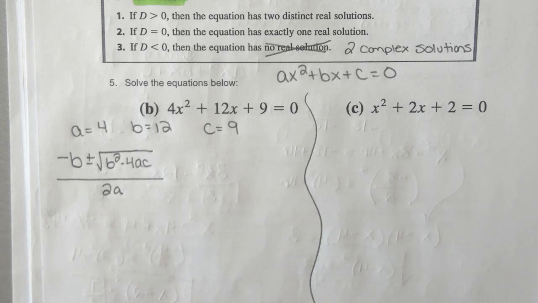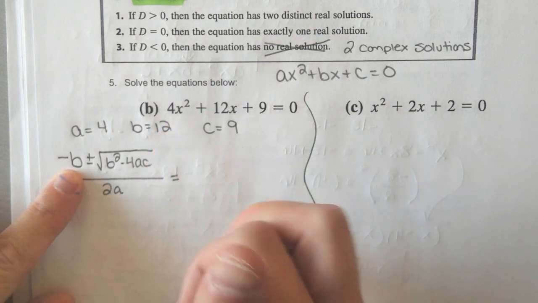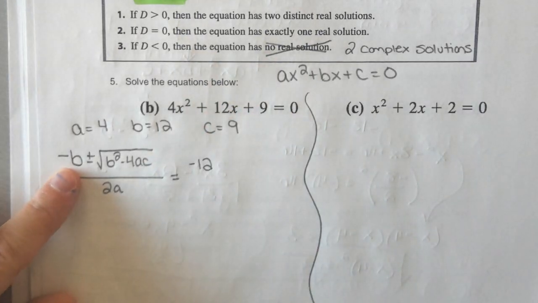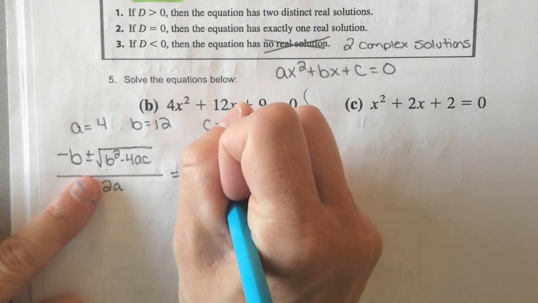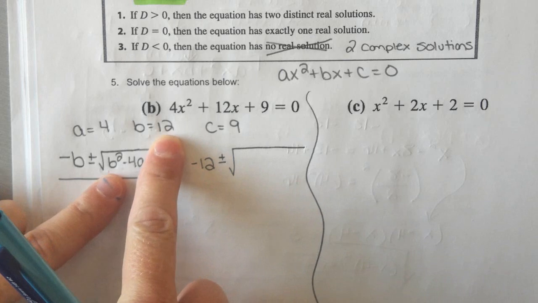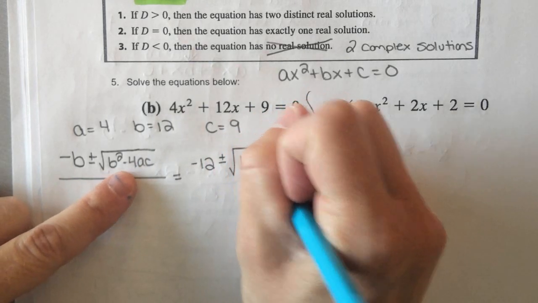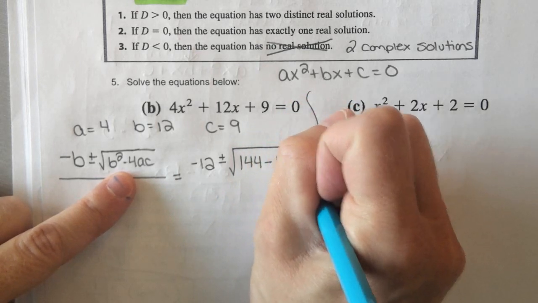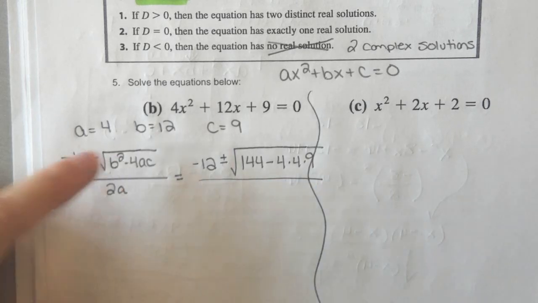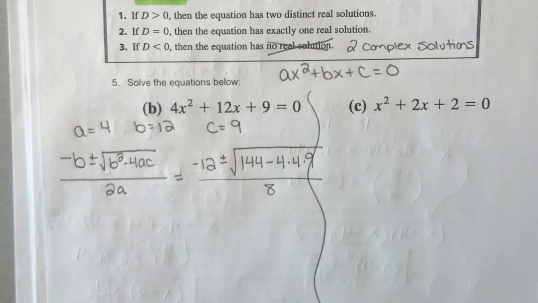Alright, I'm going to start plugging stuff in. I'm going to plug in my 12. So this is the opposite of 12. So it becomes negative 12, plus minus the square root of b squared. What do we know 12 squared is? 144 minus 4 times a times c. That's more than I want to do in my head right now, so I'm just going to leave that like that. All over 2 times a. So 2 times 4 is 8.